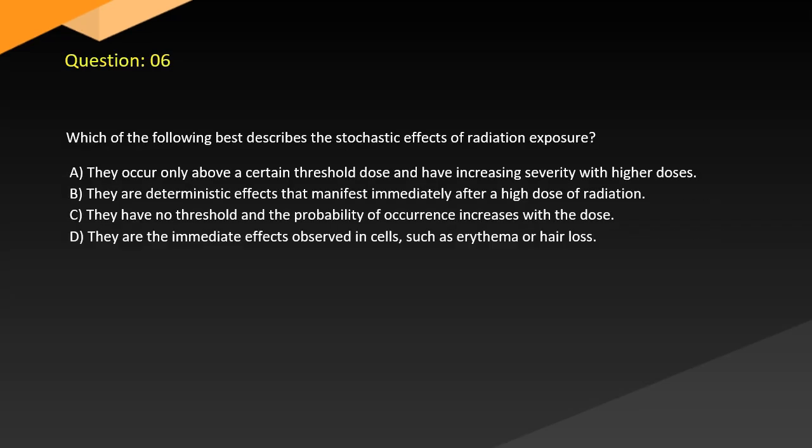Question 6. Which of the following best describes the stochastic effects of radiation exposure? A. They occur only above a certain threshold dose and have increasing severity with higher doses. B. They are deterministic effects that manifest immediately after a high dose of radiation. C. They have no threshold and the probability of occurrence increases with the dose. D. They are the immediate effects observed in cells, such as erythema or hair loss.